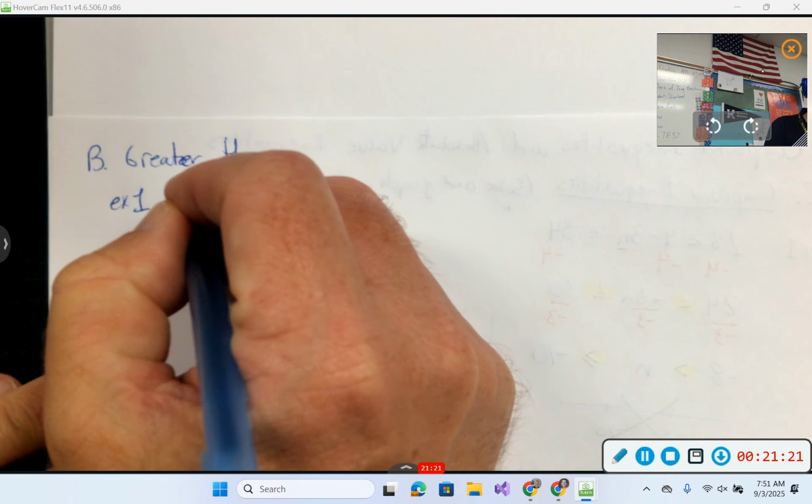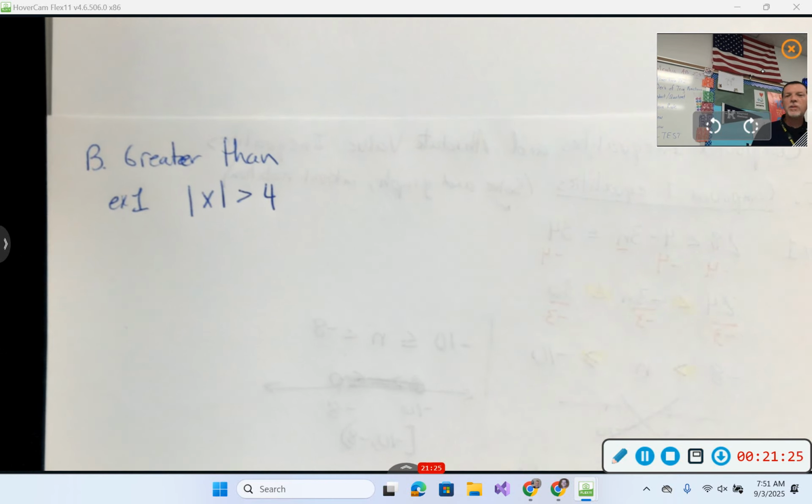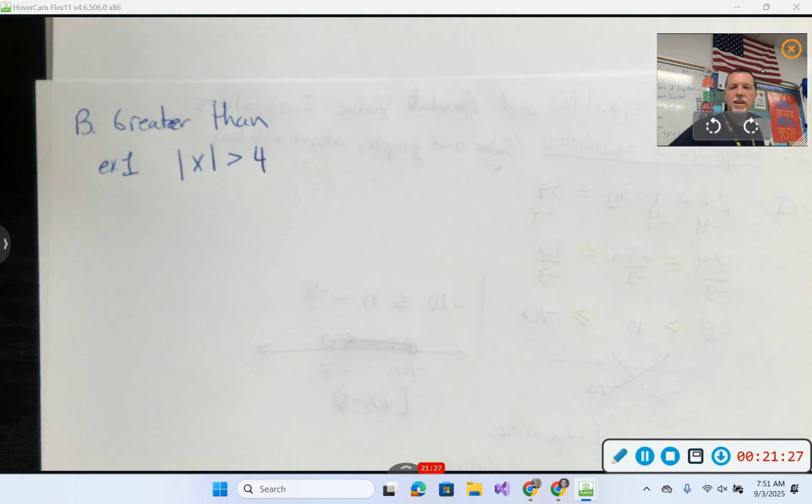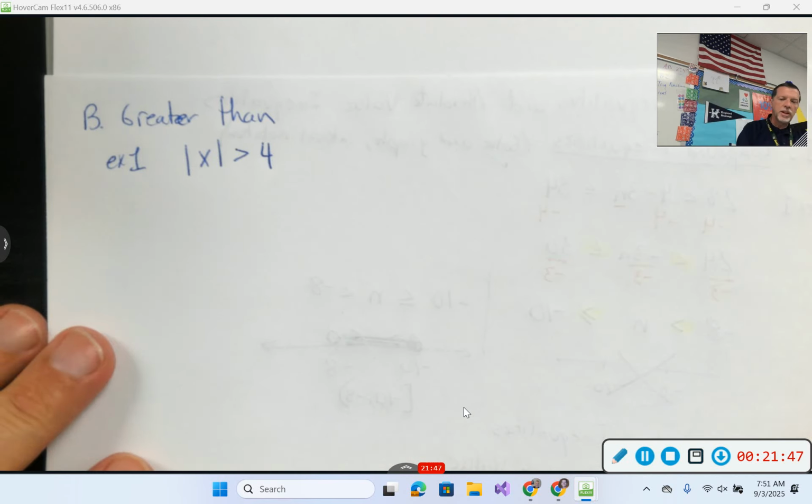Let's do a similar example, super easy one here. Or maybe not super easy, but as easy as we can get. There it is. Absolute value of x greater than 4. Step 1, isolate the absolute value. Check, we did that. Step 2, split it up.